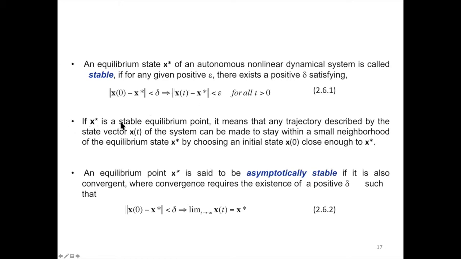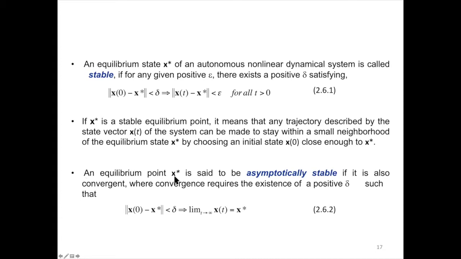If X star is a stable equilibrium point, it means that any trajectory described by the state vector xt of the system can be made to stay within a small neighborhood of the equilibrium state X star by choosing an initial state x0 close enough to X star.